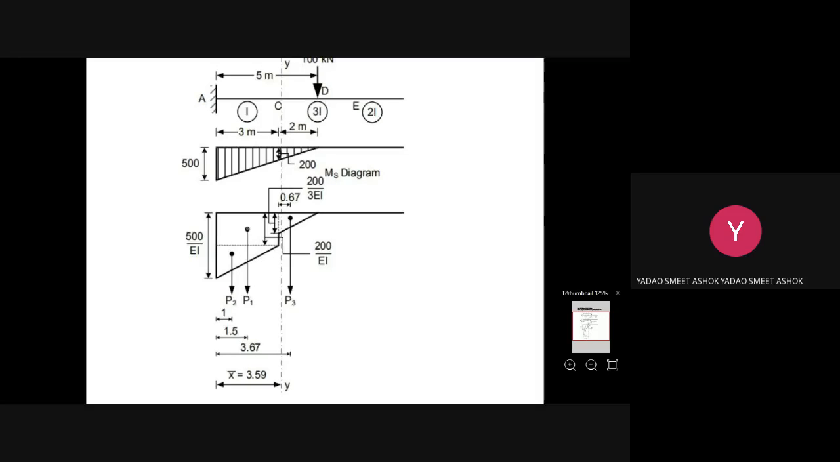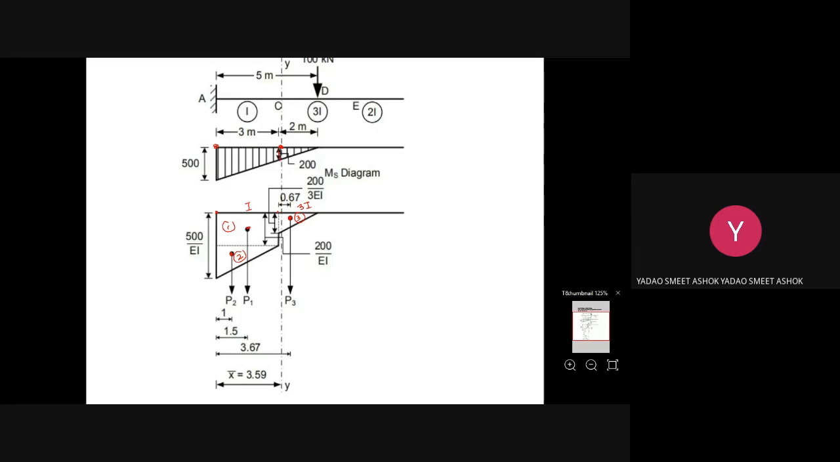We will get the first section as a rectangle, then the second section we will consider as a triangle, and the third section again a triangle. So three sections will be there in the MS by EI diagram. From A to C, it is I, and from C to D it is 3I. We have found the moment about point A, which is 100 into 5, that is 500, and the moment at C is 100 into 2, that is 200.